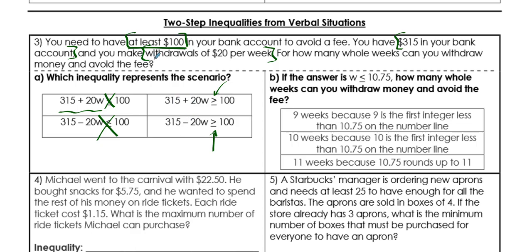All right, the only other difference between these two inequalities is that addition and subtraction sign. So we have to really decide, what is this talking about? $20 per week. That phrase per week is saying that has to be attached to our variable, so it's 20W. That part makes sense for both of these. So is it addition or subtraction? We're starting out with $315, and we're taking away $20 each week, so we're subtracting $20 each week. When we solve that, the answer is W is less than or equal to 10.75. So the number of weeks is less than or equal to 10.75.